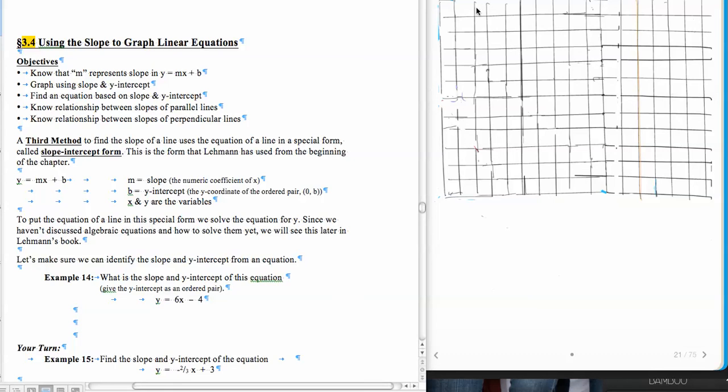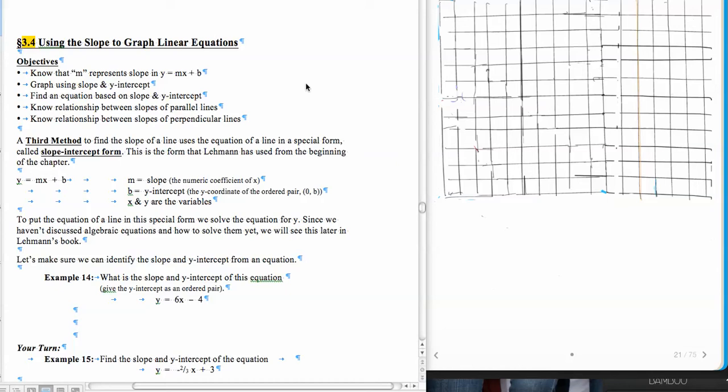This begins our lectures on section 3.4, using the slope to graph a linear equation. Our objectives are to know that m represents the slope in y equals mx plus b, how to graph using the slope and y-intercept, how to find an equation based upon the slope and y-intercept, and to know the relationship between slopes of parallel lines and between the slopes of perpendicular lines.